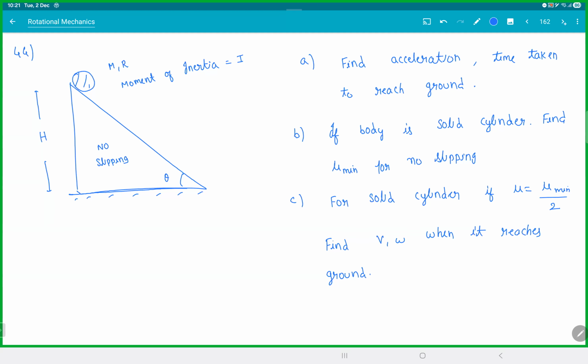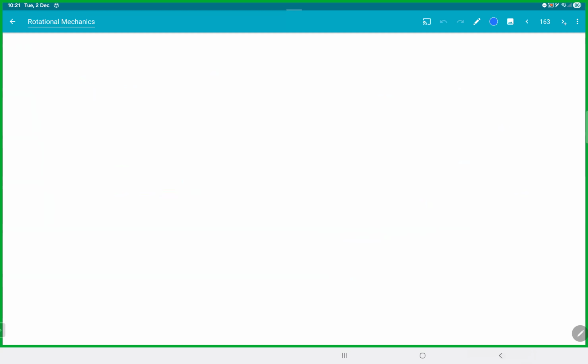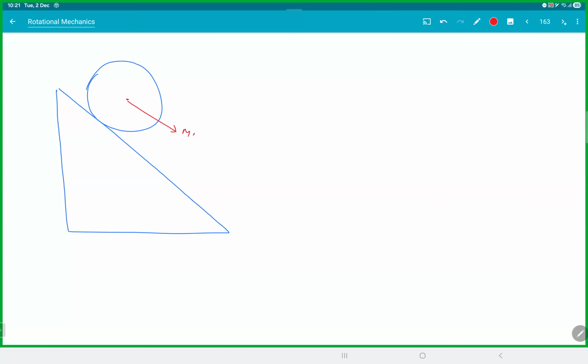Let's see. Again, if you see here, the incline is actually at rest, so you can actually take the torque about the bottommost point. What are the forces? Mg sine theta, mg cos theta, normal reaction, friction.